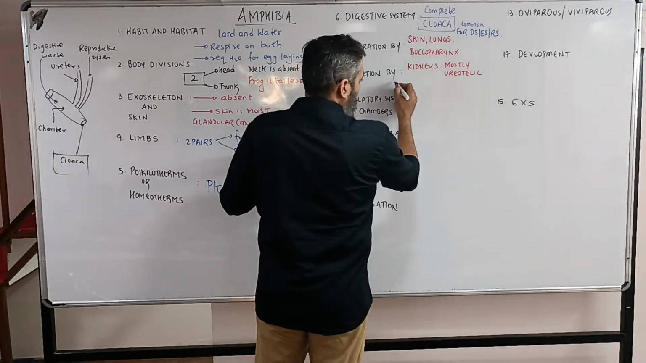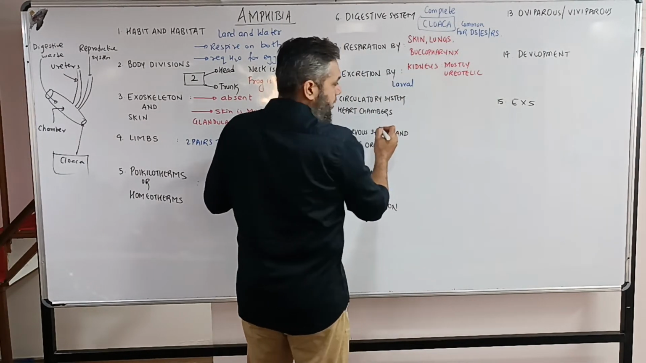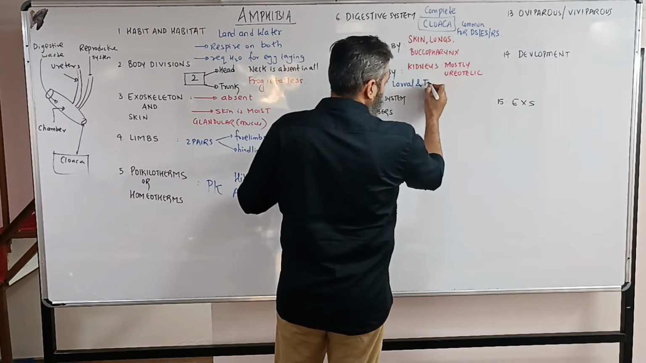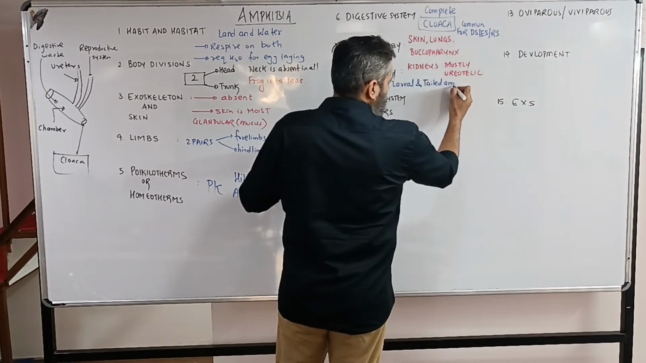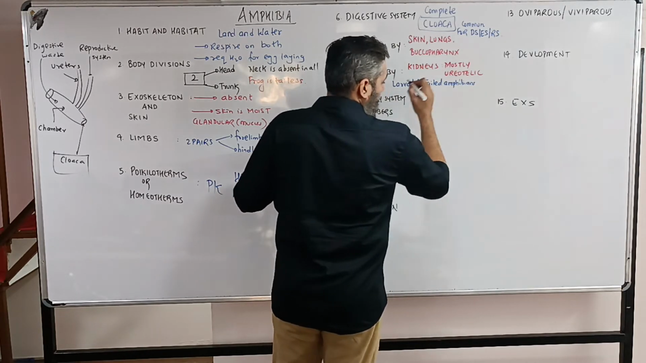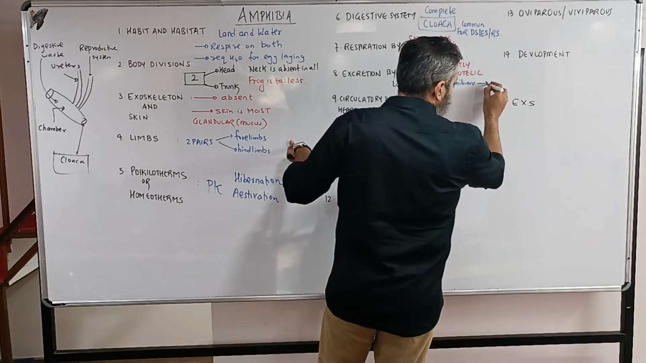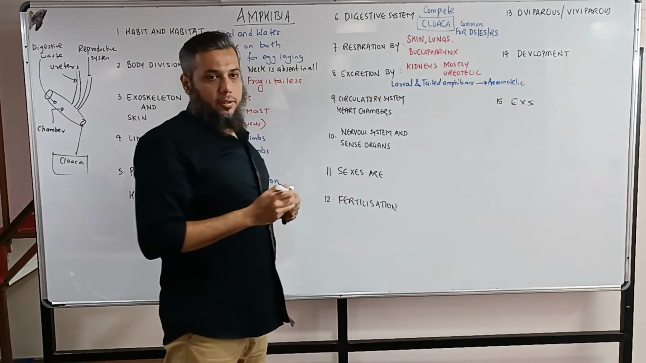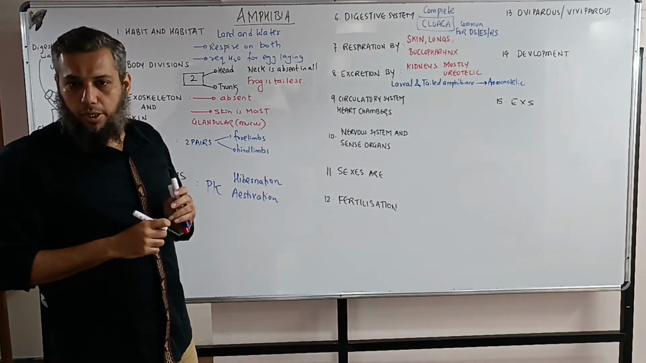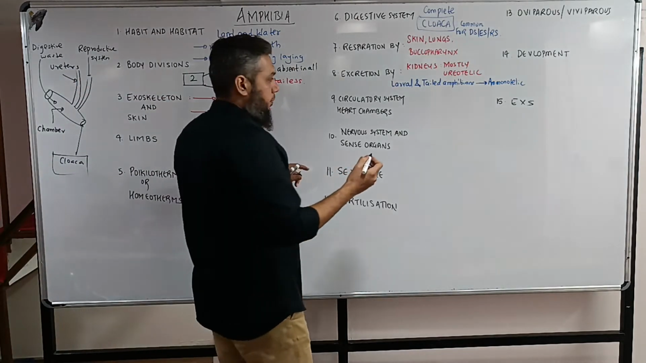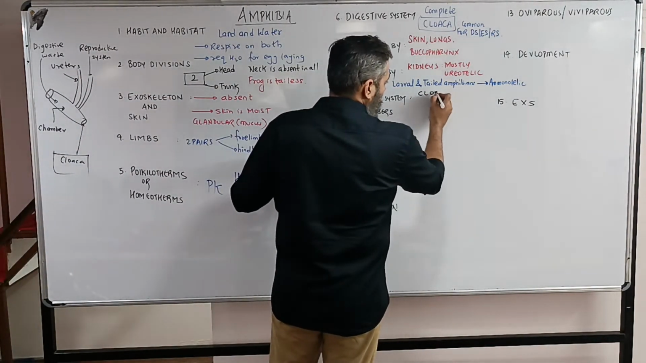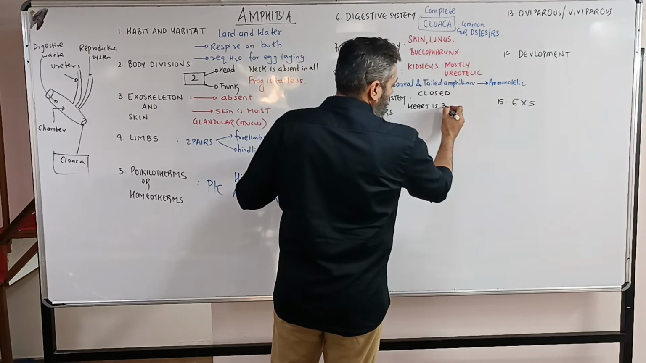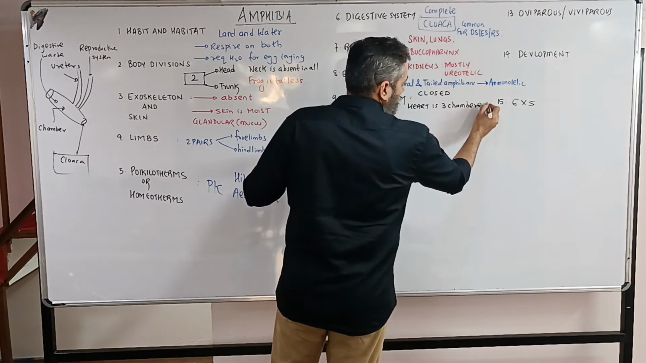Larval stages and tailed amphibians can be what? Ammonotelic. Okay? Circulatory system. Definitely it is going to be which type? Closed type. And important, and you know it, that the heart is three-chambered.